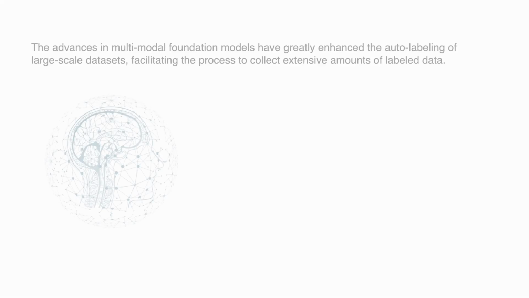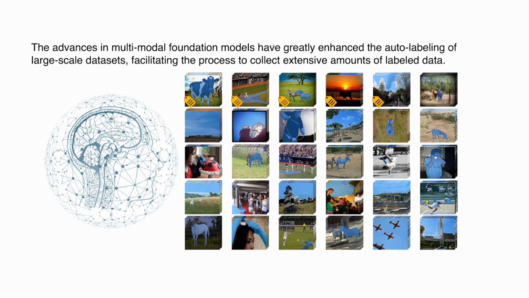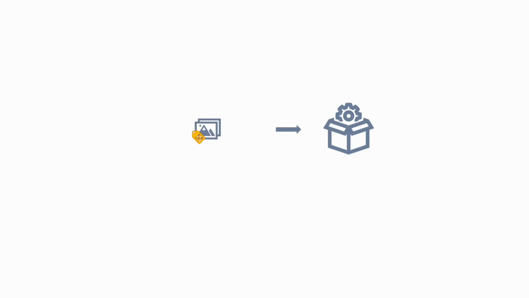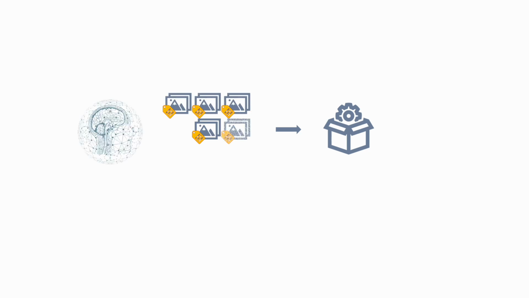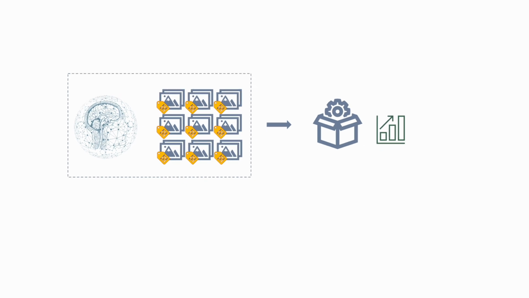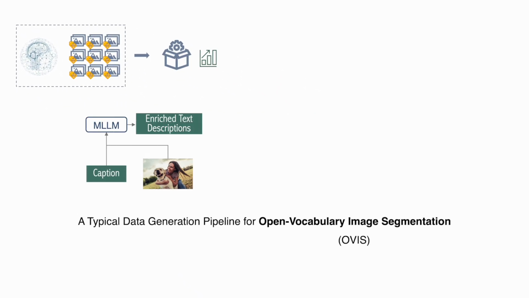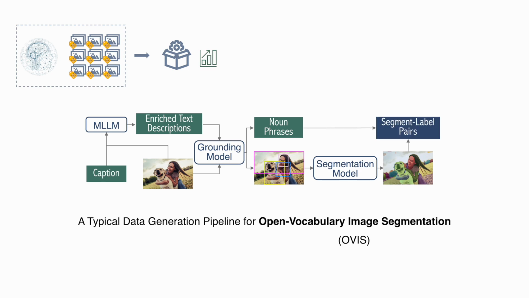The advances in multimodal foundation models have greatly enhanced the auto-labeling of large-scale datasets, facilitating the process to collect extensive amounts of labeled data. Incorporating foundation models in data generation pipelines has greatly enhanced various downstream tasks. For example, in the challenging vision language task, open vocabulary image segmentation, foundation models are commonly leveraged for generating vast amounts of image segment and label pairs to train OVIS models with better performance.